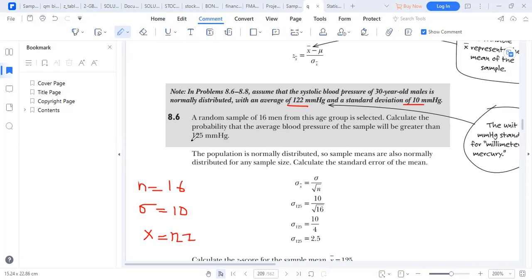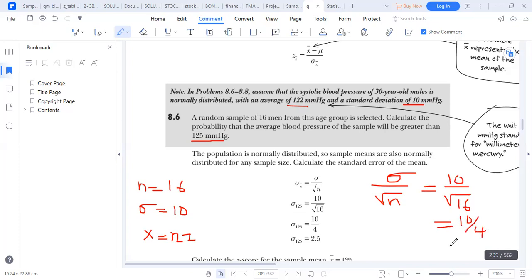So we want to find the probability that x bar is greater than 125. Before we go there, how do we find the standard error? Standard error is simply standard deviation over square root of n. So here we have 10 over the square root of 16. This is 10 over 4, which is 2.5. So our standard error is 2.5.